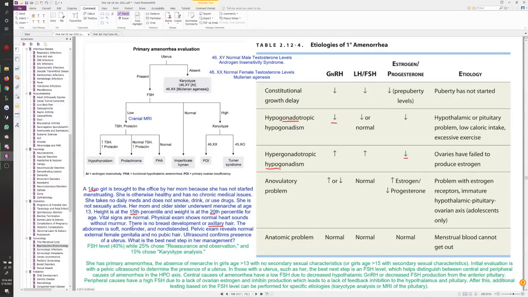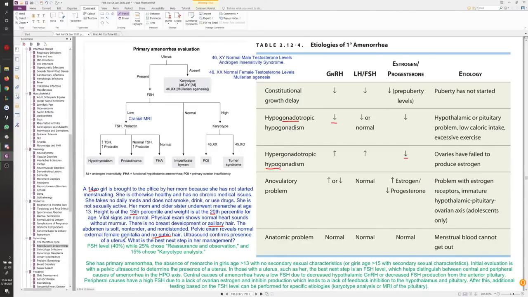They both matter. So this could be androgen insensitivity. The abdomen is soft, non-tender, non-distended. Pelvic exam reveals normal external female genitalia and no pubic hair too. See? Ultrasound confirms presence of a uterus, so it is a girl. There is a uterus there. What is the best next step in her management? So this question really is just reeking of androgen insensitivity, right? So that could be the thing here. This would be the perfect presentation for that.